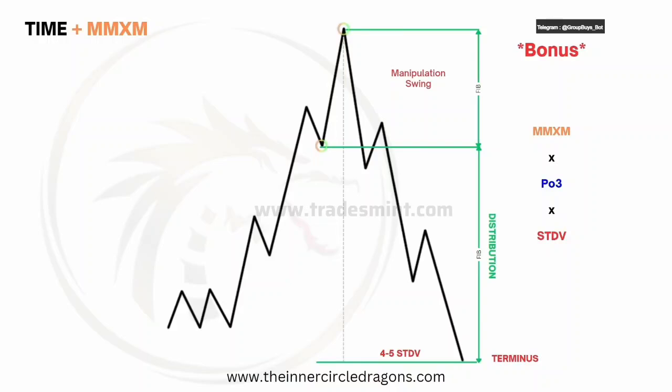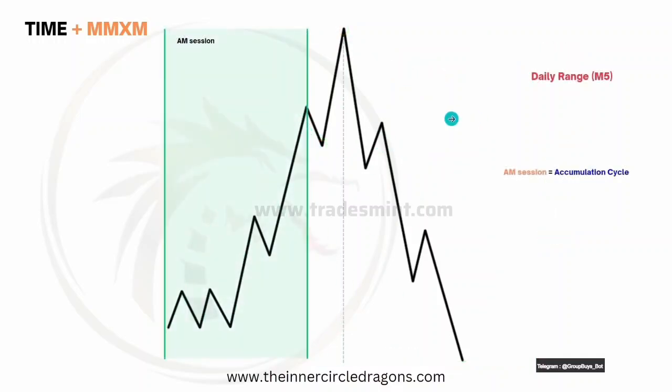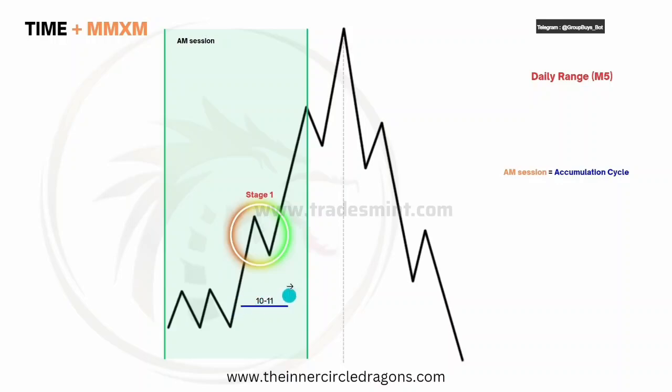Again, if you use this as a rough guide, you would be able to distinguish whether we are in a retracement leg or we are in a distribution leg of a market maker model. Of course, we can also apply this to the AM session. And inside of the AM session, between 10 and 11 o'clock, typically we will see our silver bullet entry form.